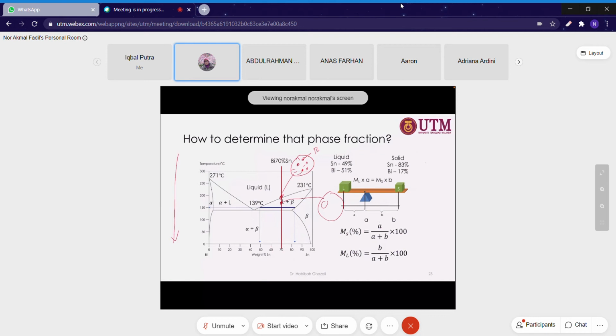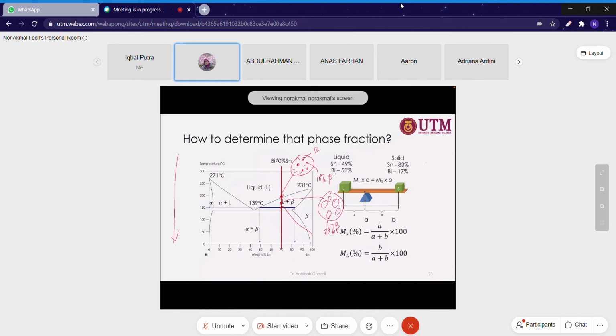At this point, maybe 10% beta. At this point, maybe 30% is solid beta. At this point, maybe higher, but how high? How many percent? You can determine it. It may be very useful for applications, for example if you want to make some modification to the alloy, let's say you want to add some doping materials.